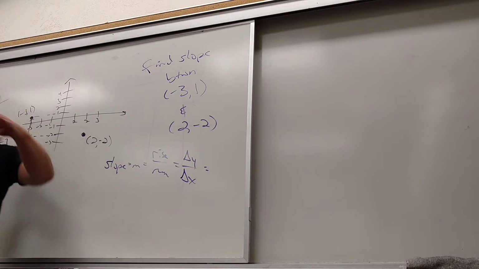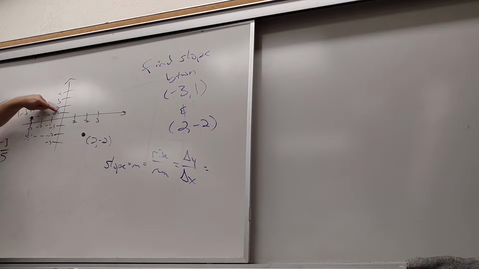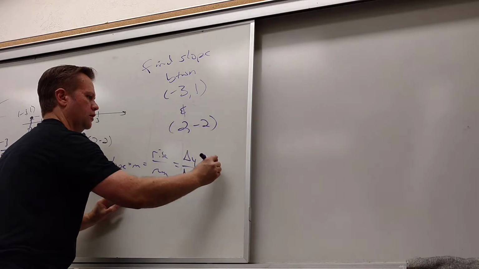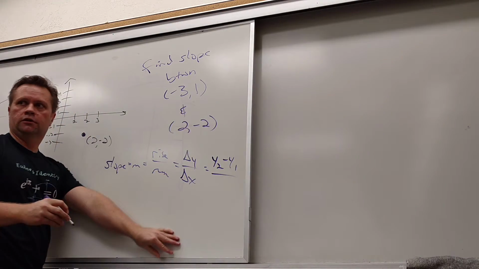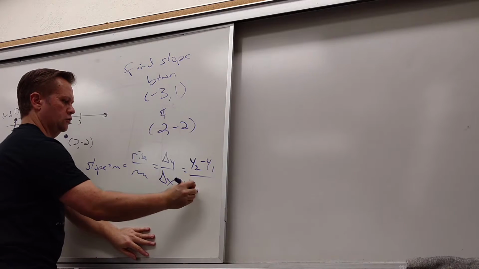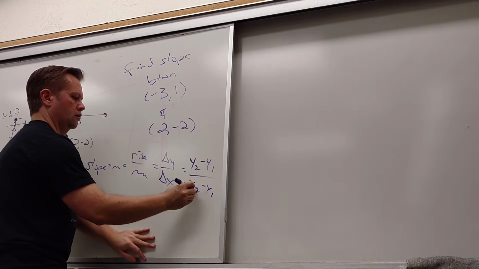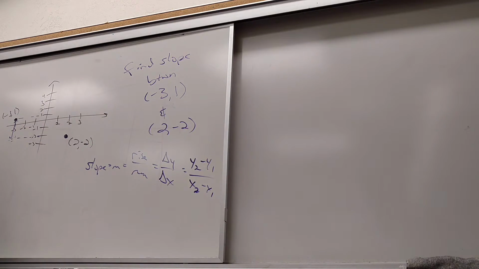So change means what? How do I figure out how much this changed? What operation means the change in something? How different two things are. Subtraction, right? So this would be y2 minus y1 over x2 minus x1. What is y2 and y1?